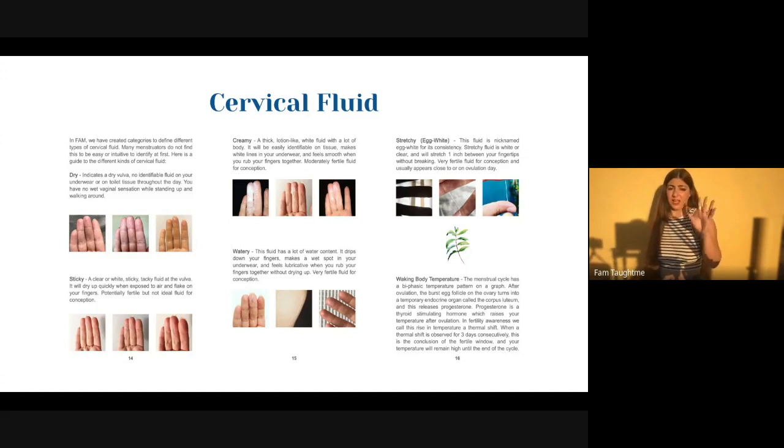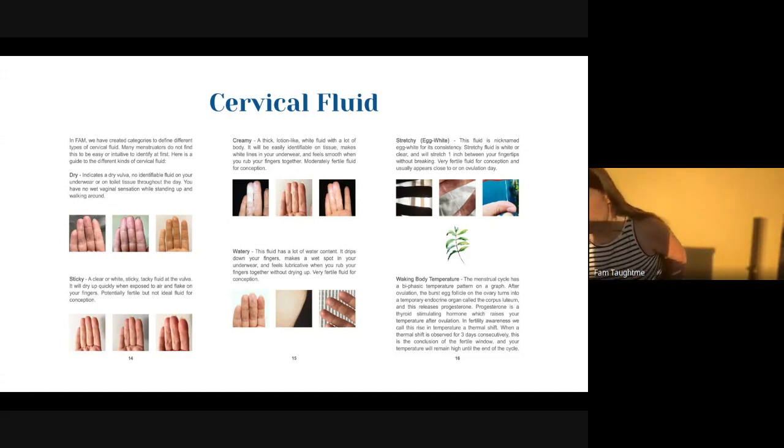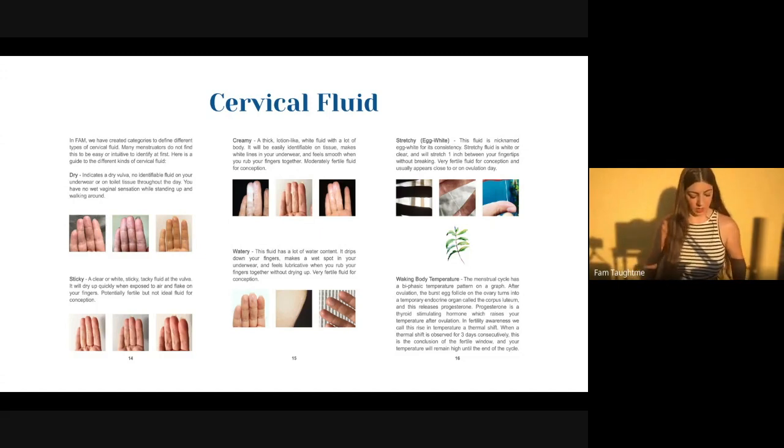And so I get various types of creamy, as those who are in the group with us can see. That production of creamy is very typical for me, to make a lot of this creamy fluid in the fertile window. It'll also be lotiony when you rub it together. So it'll feel smooth when you rub it together. Okay, so that is creamy. And that's a very common presentation of cervical fluid. And then we have watery, which is a type of fluid that I'll experience a lot as well, which is basically where the fluid has a lot of water content to it.